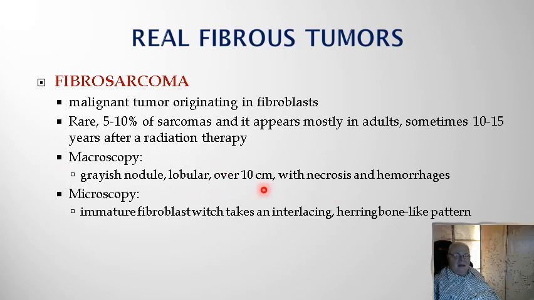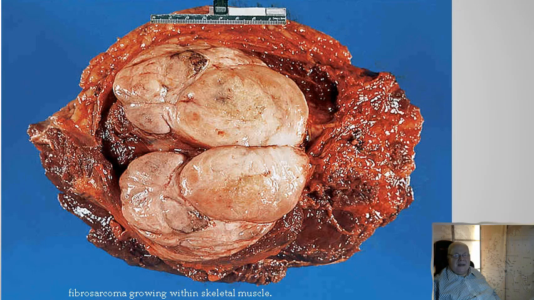Coming like nodules larger than 10 centimeters with necrosis and hemorrhages inside, and having at microscopic level a proliferation of fibroblastic immature cells, meaning with atypia, organizing this proliferation in fascicles, interlacing in a herringbone-like pattern. This is the characteristic for the sarcoma.